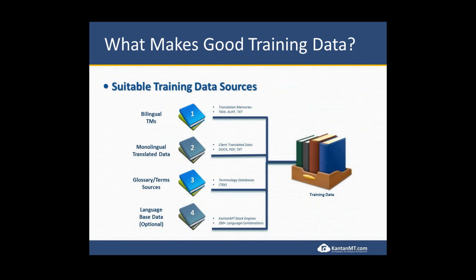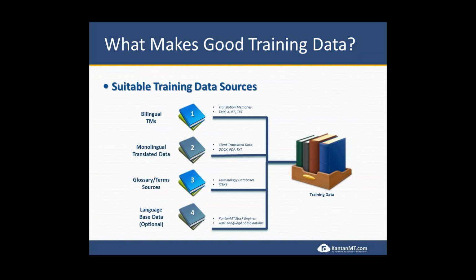Now, there are 4 types of training data that you can consider when you're building an engine. The first type of training data is something that our clients generally have an abundance of: bilingual translation memory files. Generally, they're TMX files, but they can be XLIFF files, or they could be simple text files. No matter which format you choose, it is the fundamental training resource needed to build a high quality statistical engine. So lots of our clients will upload their client translation memories and use that as a base to build a high quality engine.